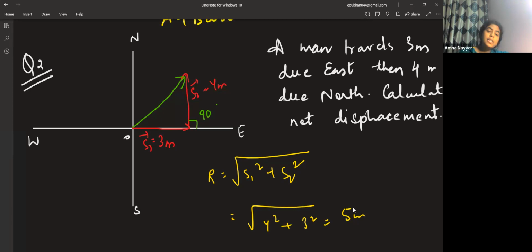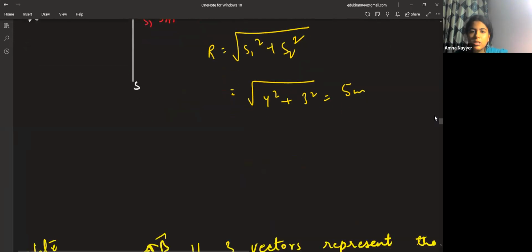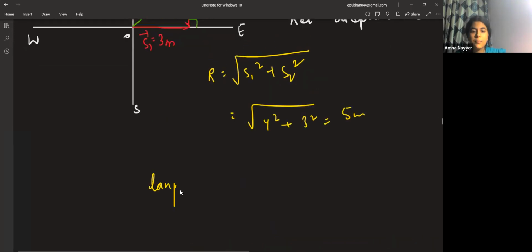Yes, I was saying, see, the answer is not complete. This is just the magnitude of the displacement. We have to tell tan beta also. Tan beta will be the complete answer when we have to define it. So tan beta will be equal to, we have to write perpendicular divided by the base.